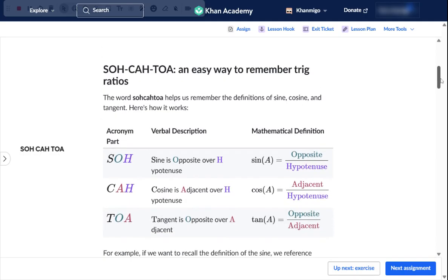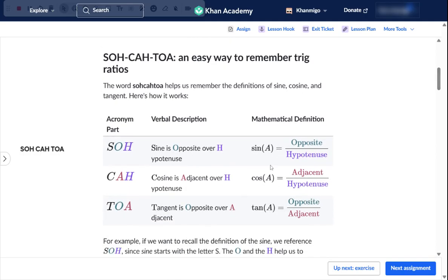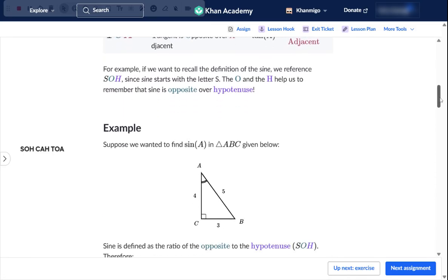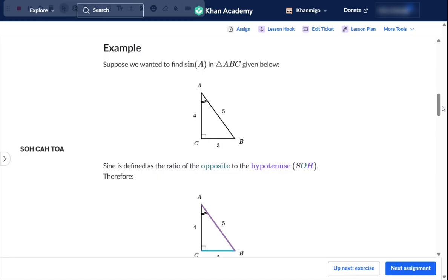Here it is. SOHCAHTOA is an easy way to remember this, right? I love they color code it here too. Shout out to Khan Academy. So the opposite side length from that angle over the hypotenuse is the sine. Cosine is adjacent over hypotenuse. Tangent is opposite over adjacent. SOHCAHTOA. All right, so let's look at an example.